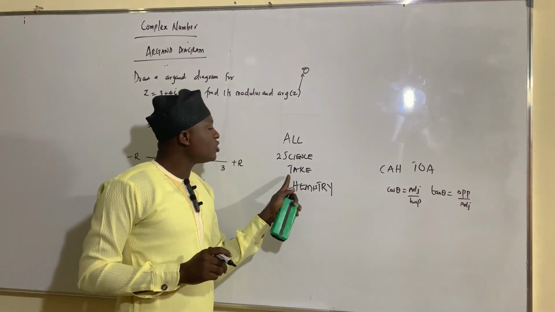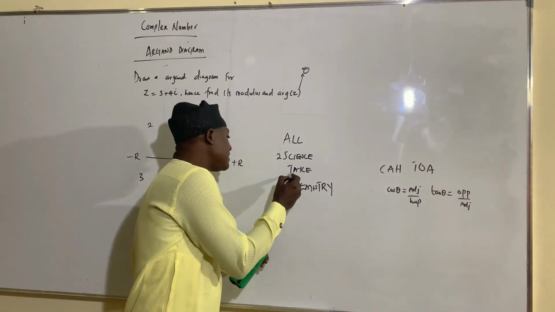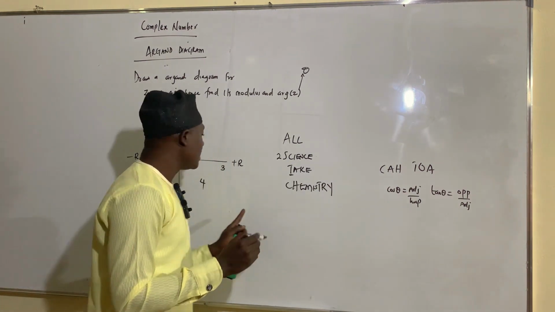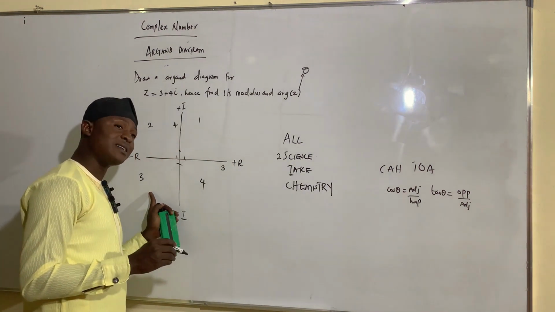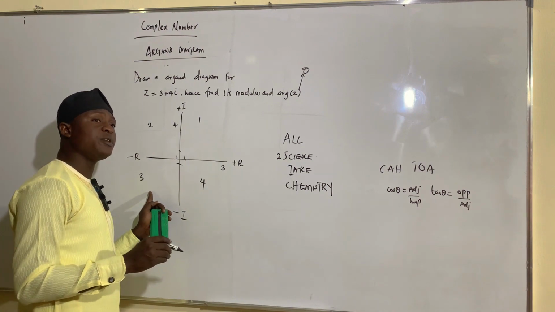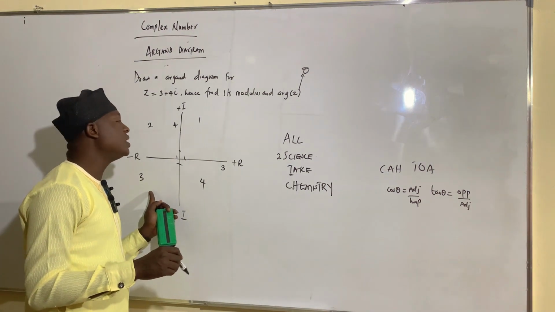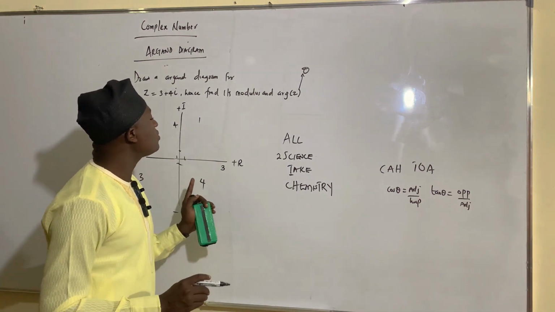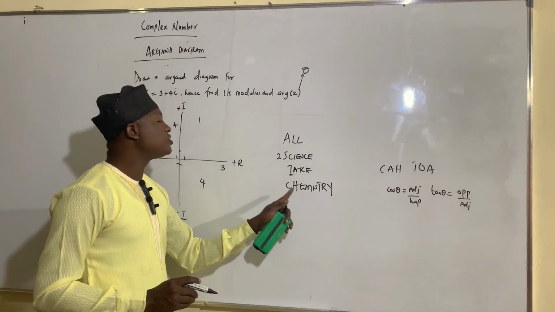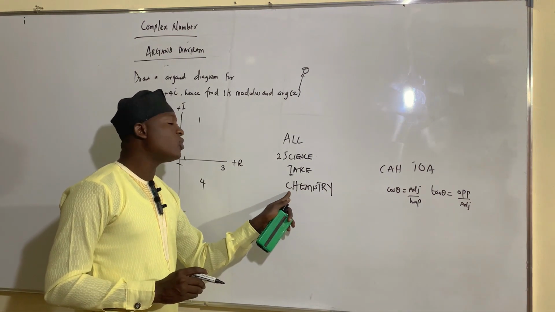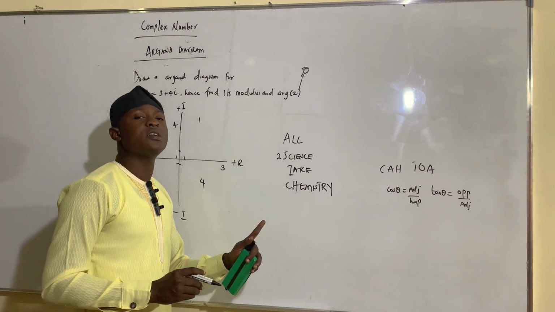Now, in the third one we have Take. You can see what that Take is: T. Meaning, in the third quadrant, only tan is positive, which means the sine will be negative as well, and the cos will be negative. Now, in the last quadrant, Chemistry, that is C, which means only cos here will be positive.